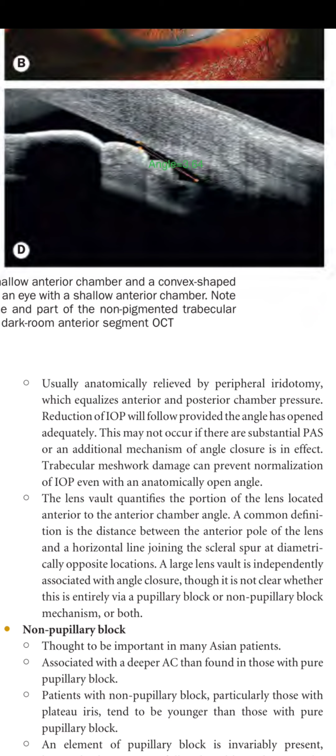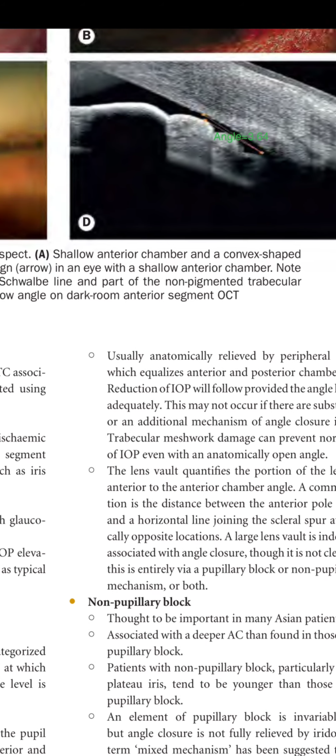The lens vault quantifies the portion of the lens located anterior to the anterior chamber angle. A common definition is the distance between the anterior pole of the lens and a horizontal line joining the scleral spur at the diametrically opposite locations. A large lens vault is independently associated with angle closure, though it is not clear whether this is entirely via pupillary block or a non-pupillary block mechanism.